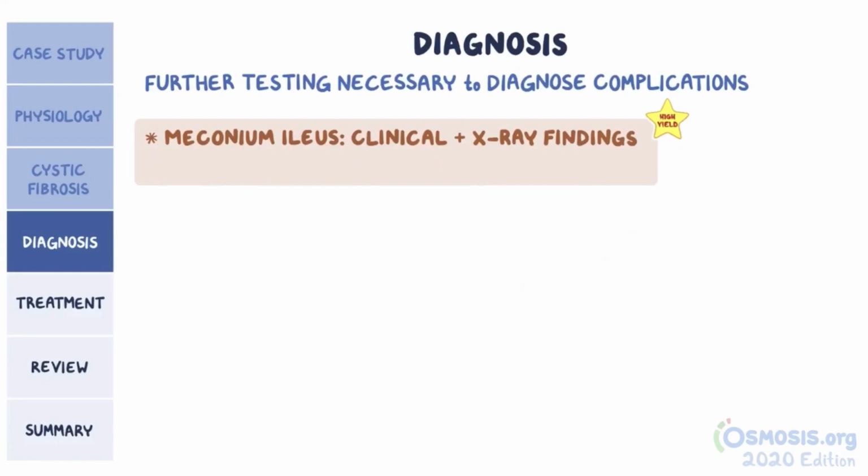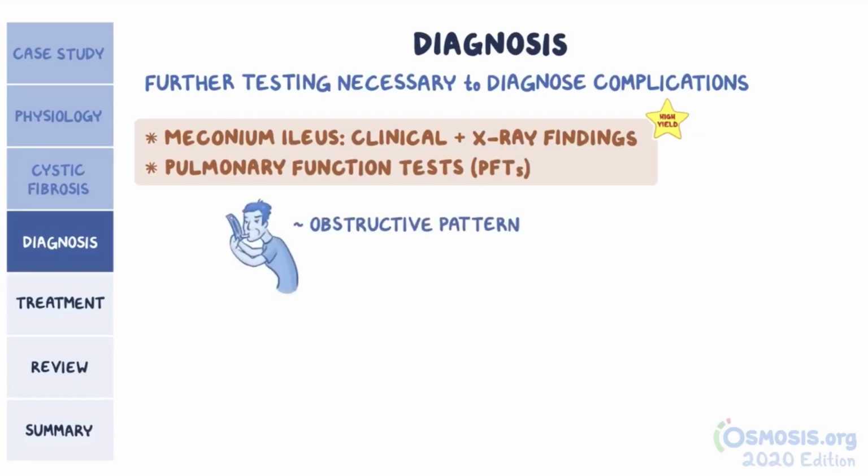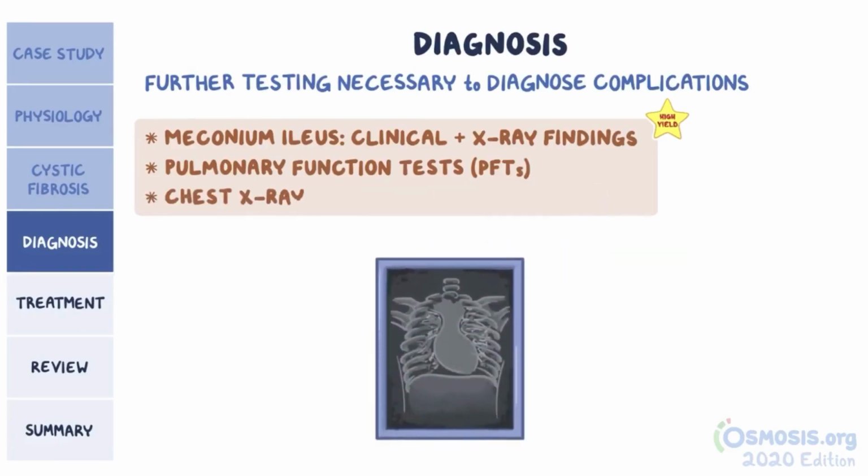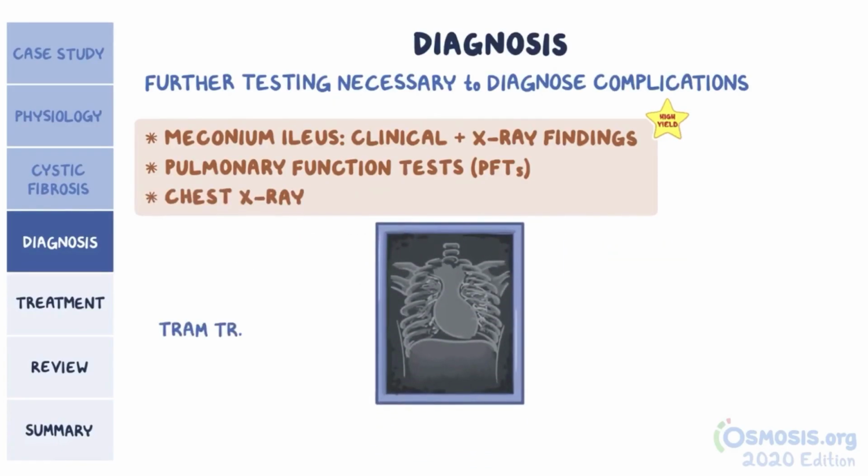Another complication is bronchiectasis, which is diagnosed by pulmonary function tests, or PFTs, showing an obstructive pattern, meaning a decrease in the forced expiratory volume in 1 second, or FEV1, and the ratio of FEV1 to forced vital capacity. Chest X-ray is also needed, and it might show tram track lines radiating from the hila, and ring shadows which represent clusters of cysts, typically in the upper lobes.